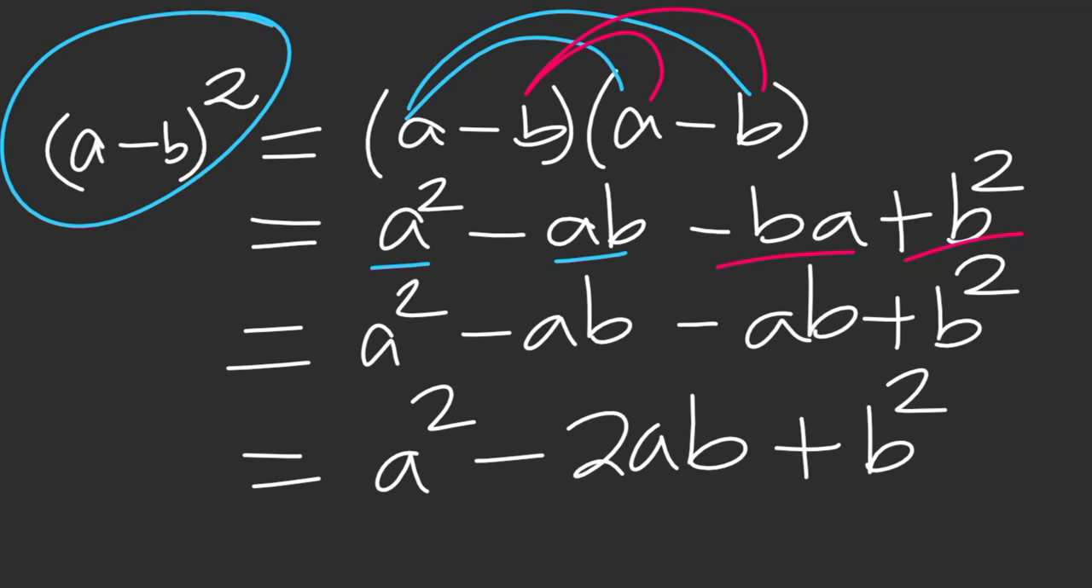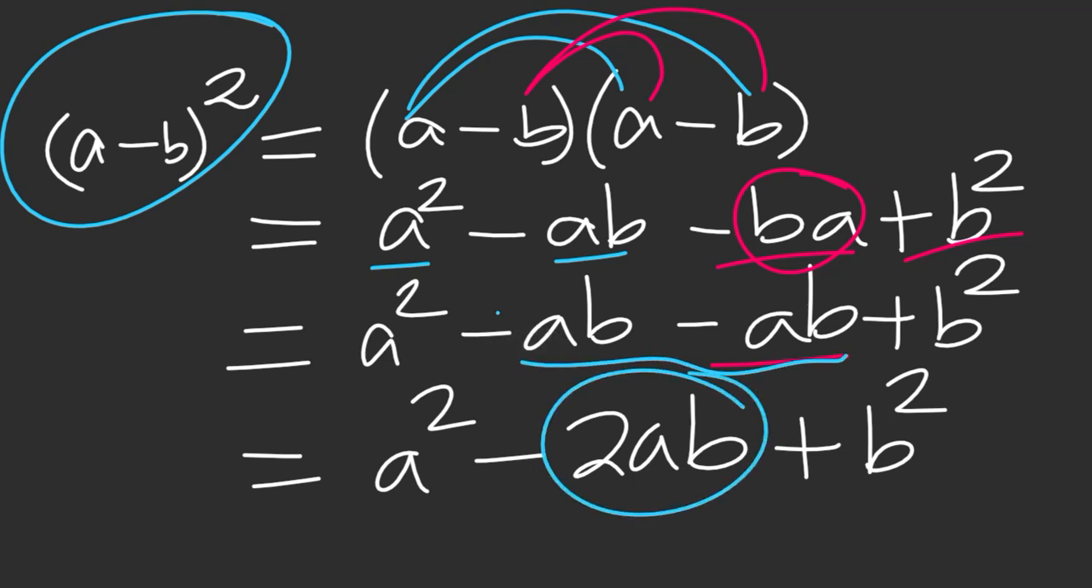And then this ba here can be written as ab, because we know that multiplication is commutative, that is a into b is equal to b into a, and minus ab and minus ab out here gives us minus twice ab. Because both of them are negative, hence we need to add the terms, and we get the formula for (a minus b) whole square as a square minus twice ab plus b square.